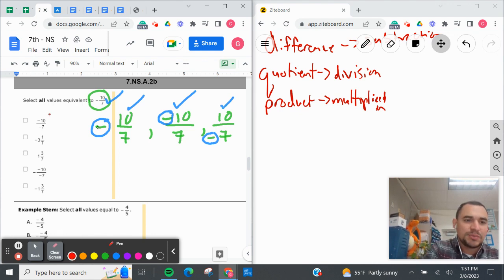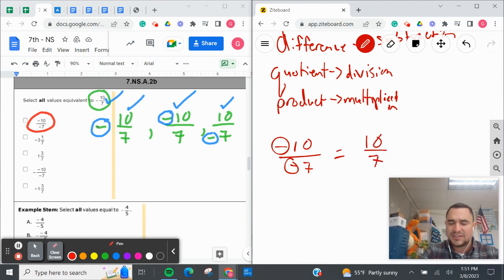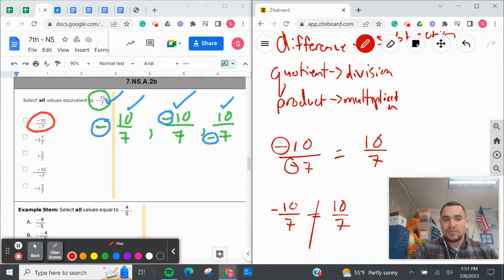Well, let's understand what this means. If I have a negative 10 divided by negative 7, I have 2 negatives being divided. So that is going to be a positive 10 sevenths. So is negative 10 sevenths equivalent to 10 sevenths? The answer is no. So it is not equivalent.